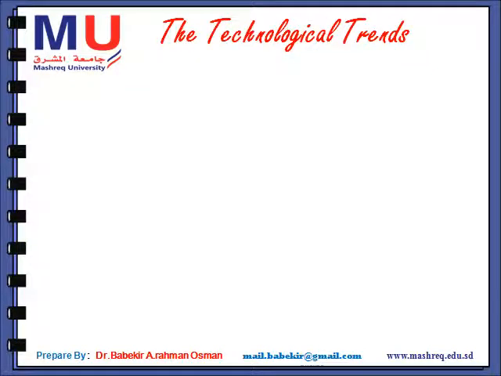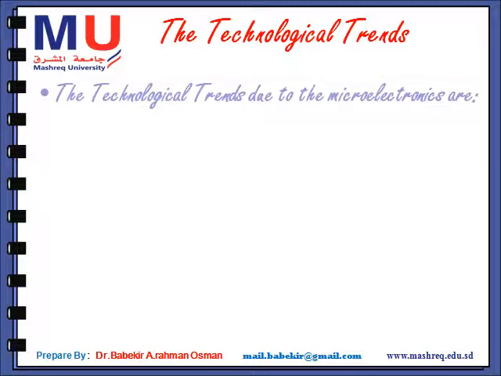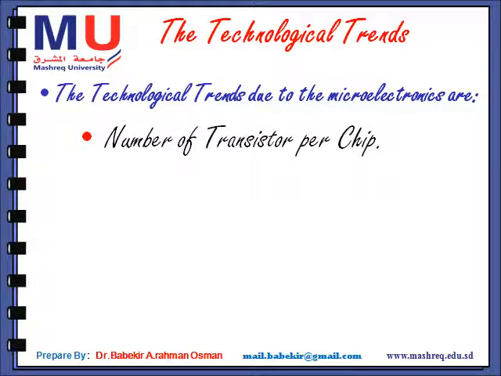the technological trends facing the electronic design process and fabrication of microelectronics. We are concerned about the technological trends in microelectronics. For example, the number of transistors per chip. This is the greatest trend facing the design philosophy and design process for chip design: the number of transistors on each chip.